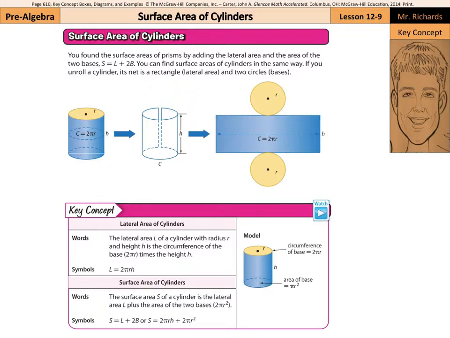is h. When you want the total surface area, we're going to find the lateral area, plus there's two bases, so pi r squared is one of the circles, 2 pi r squared are both.